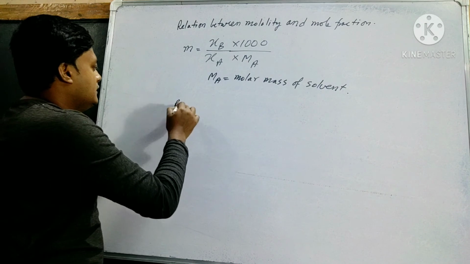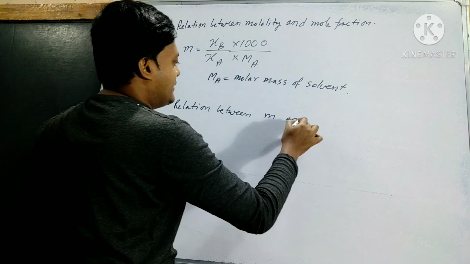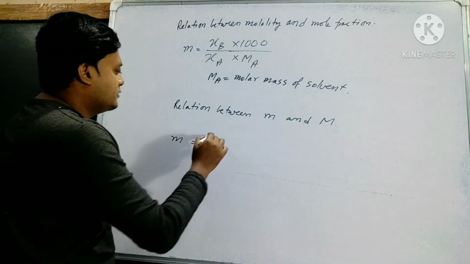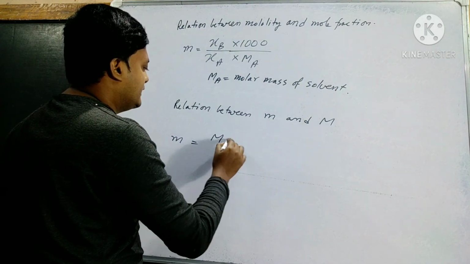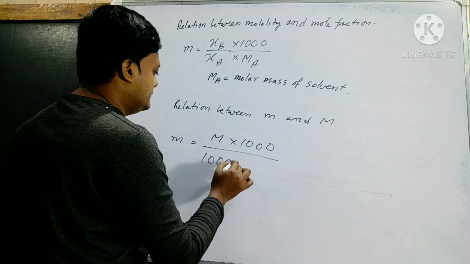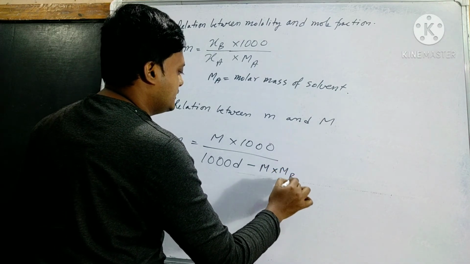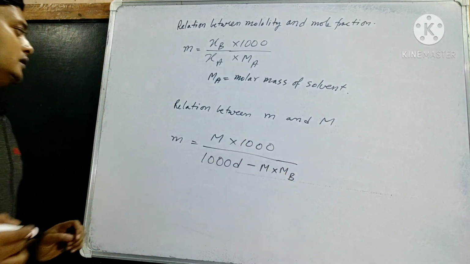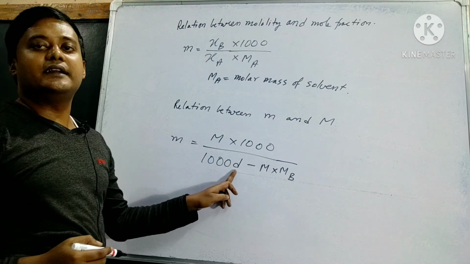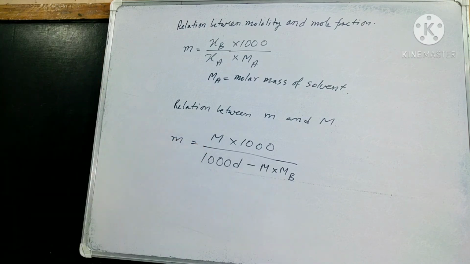Next, the relation between small m and capital M, that is molality and molarity. Now see, molality equal to molarity into 1000 by 1000d minus M into MB. M molarity, MB molar mass of solute, d density. So that is the relation between molality and molarity.